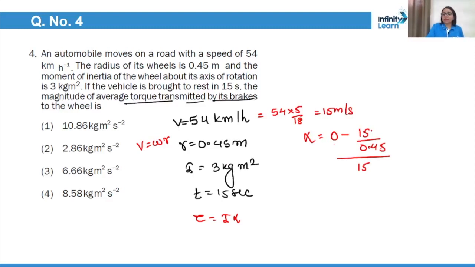So we have alpha as this, and if we take the magnitude of alpha, we can calculate the magnitude of torque required. So tau is I alpha, which is 3 into 15 upon 0.45 into 15, and this will give you torque as 6.66 kg meter square per second square.